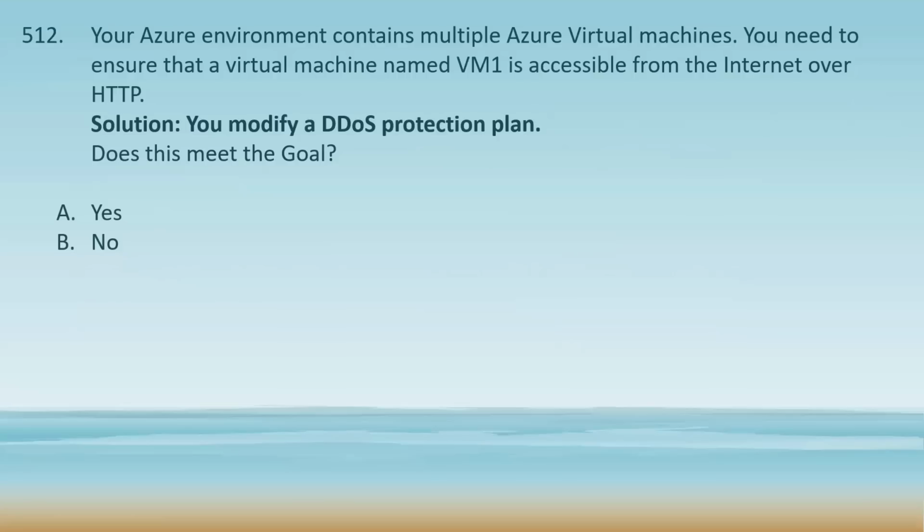Folks, modifying a DDoS protection plan does not meet the goal. DDoS protection helps protect your resources from distributed denial of service attacks, but it does not control accessibility over specific protocols like HTTP. You would need to modify the network security group in this case.